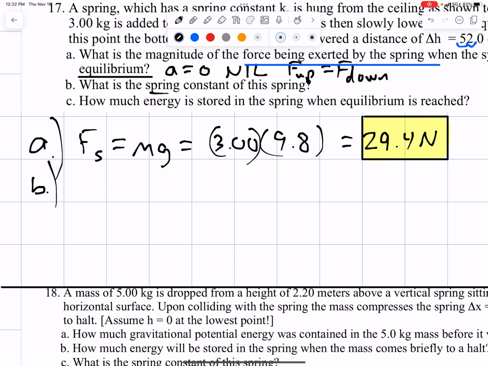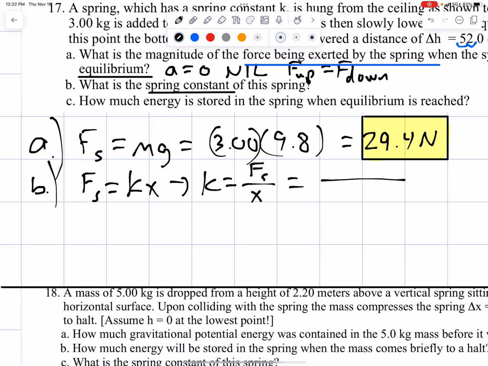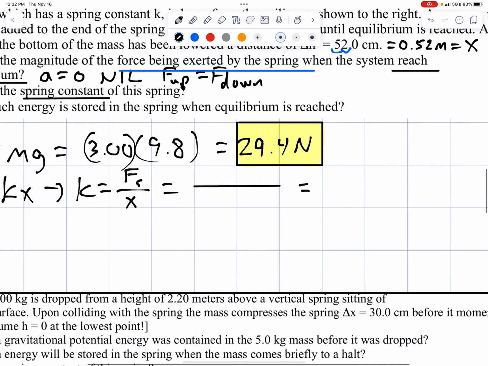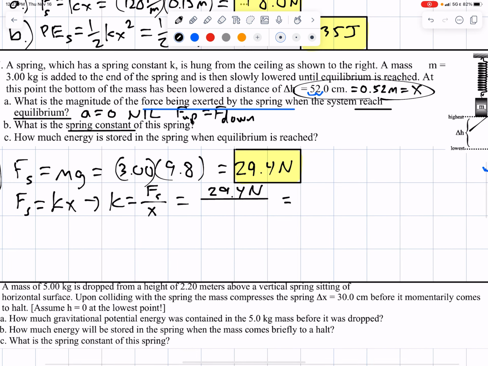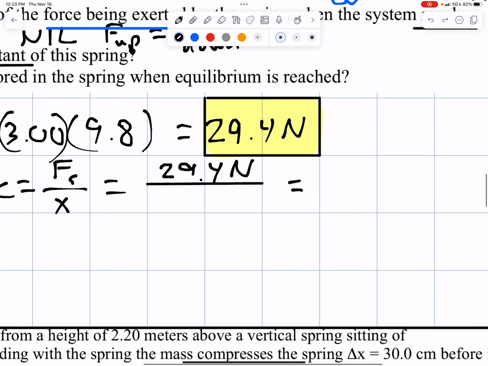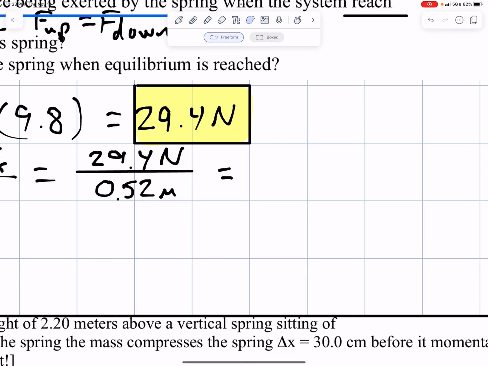Now, part B is looking for that spring constant, so now you can take that same equation, but set it equal to kx, and when you solve for k, you have to divide both sides by x. So it's the spring force divided by x. The spring force being 29.4 newtons. Okay, x is the same as how much the height got lowered, 0.52 meters. Okay, take a moment to put that in your calculator, please.